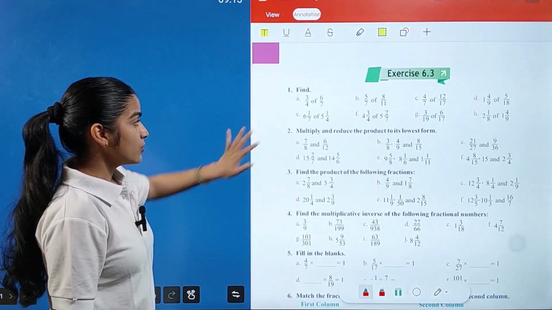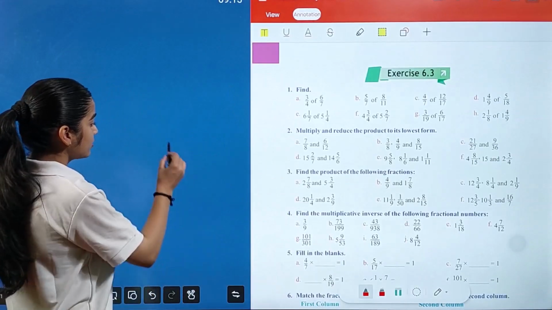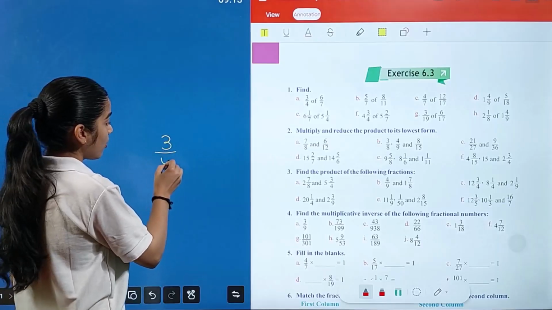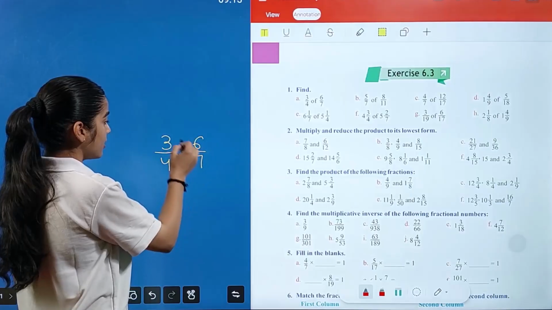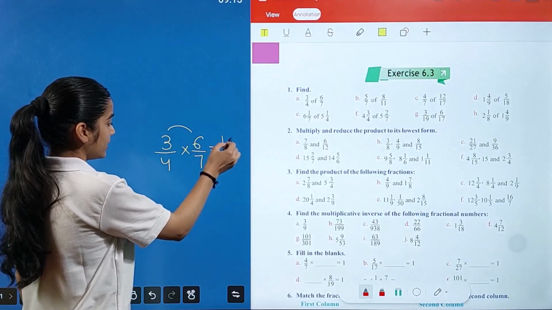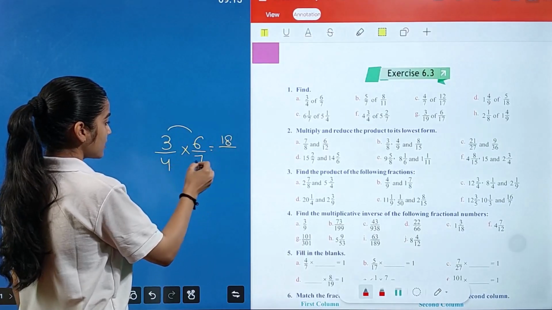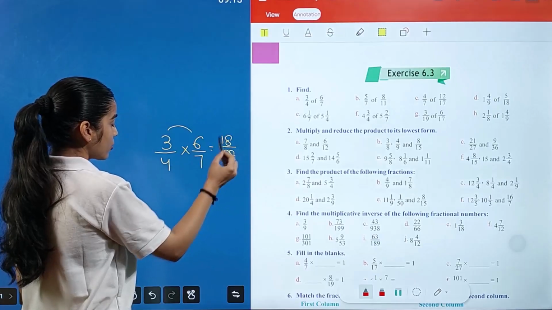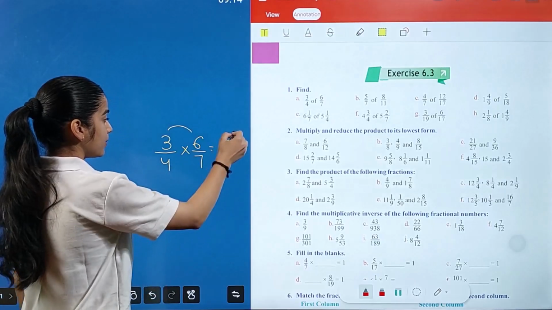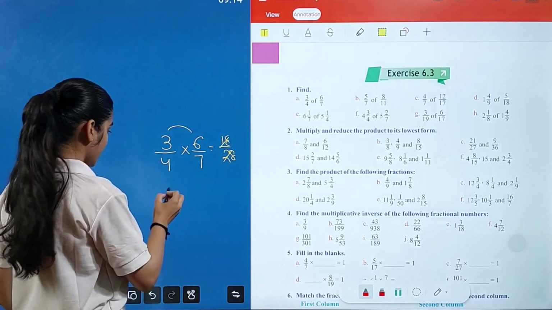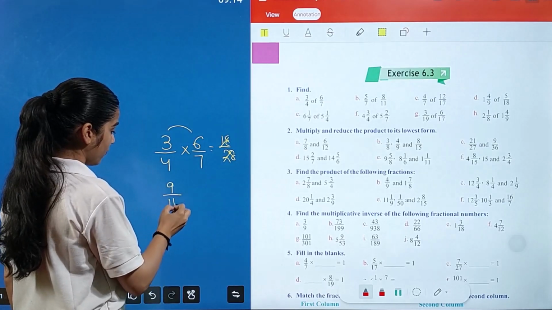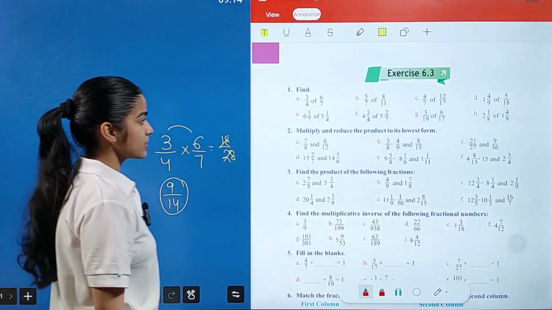Now we move forward to our next exercise. Find 3 by 4 of, where of means multiply, 6 by 7. So 3 sixes are 18, 4 sevens are 28. You can further simplify it. 9 by 14 is your simplest form.